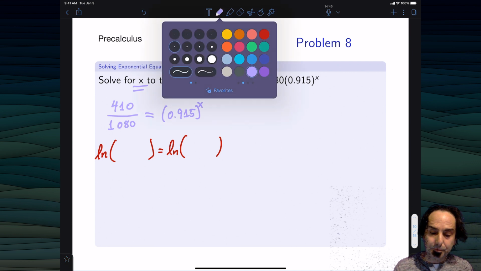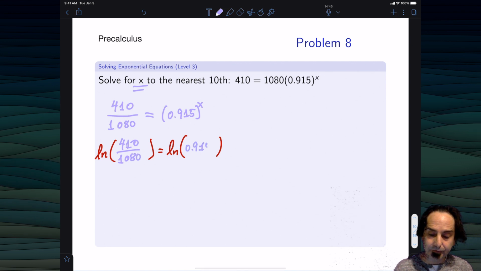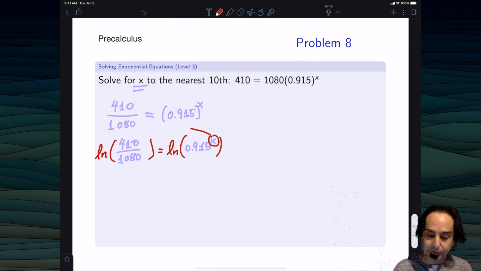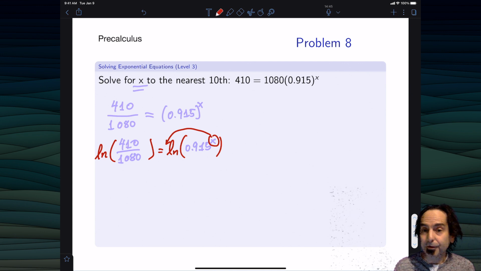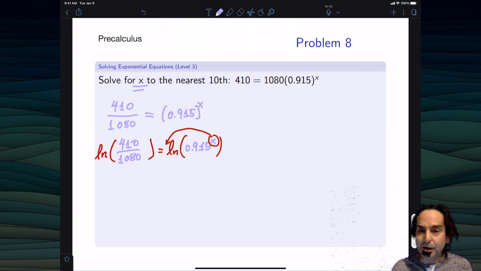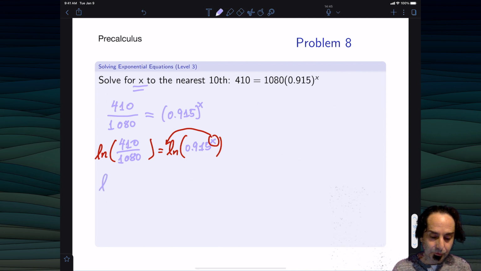And let's go back to the purple. So we have 410 over 1080, and we have 0.915 to the x. And here's where we can pop this out to the front with that very simple rule of bringing things out front. I'll tell you why it's true next week, but we're just going to use it this week. You're allowed to use things that you don't understand, and that makes it all the more interesting to see why it's actually true.